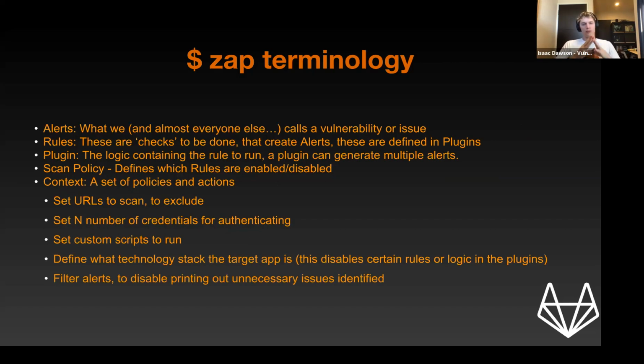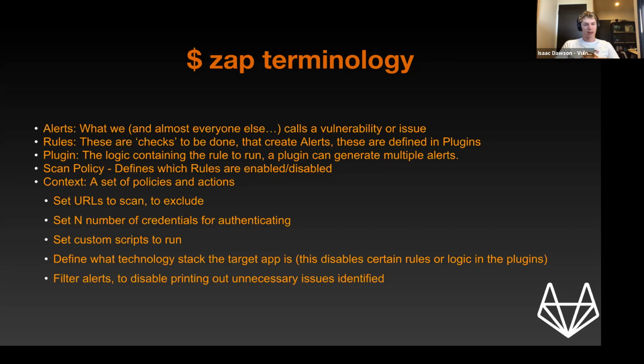Alerts is pretty much what everybody calls a vulnerability. These alerts are part of rules. Rules are your checks that are to be done. These actually create the alerts, and these are defined in the plugins. The plugin in ZAP terminology is a Java extension or add-on that is loaded into the scan engine itself. This is stored in a different repository from the main scanner itself, so you can side-load these plugins depending on the rules you want for your particular scan policy. And your scan policy is just that: it allows you to define which rules are enabled and disabled for a scan.